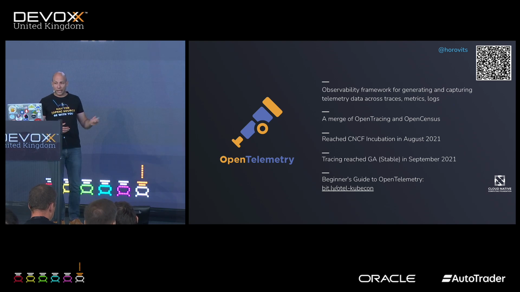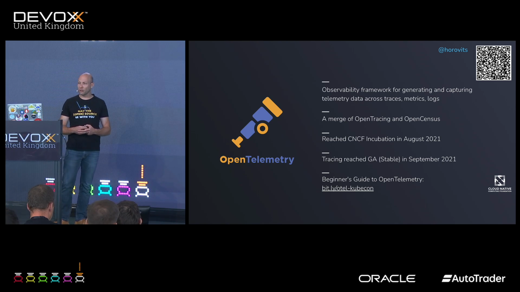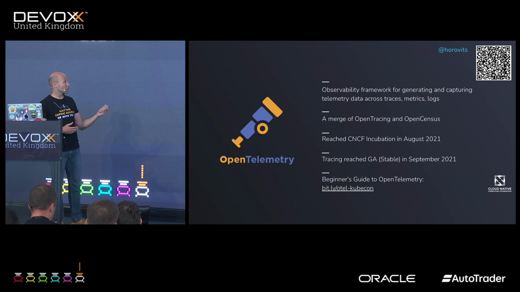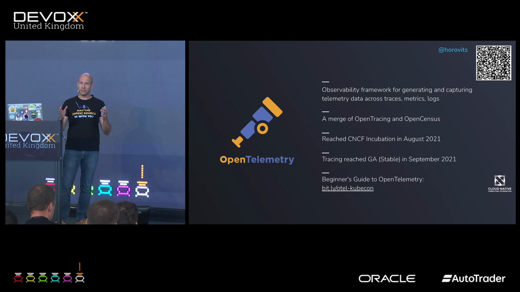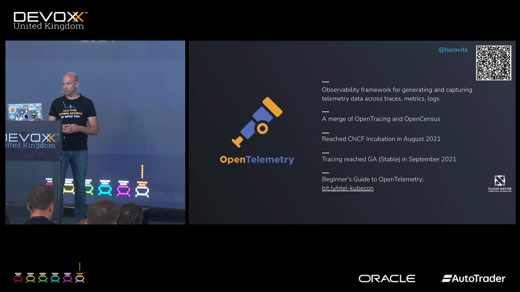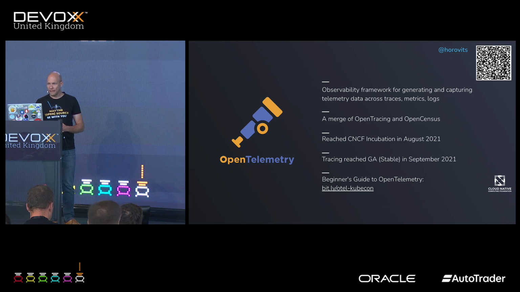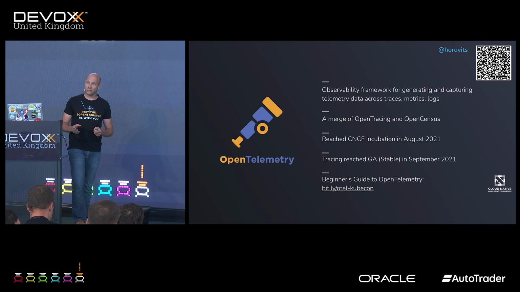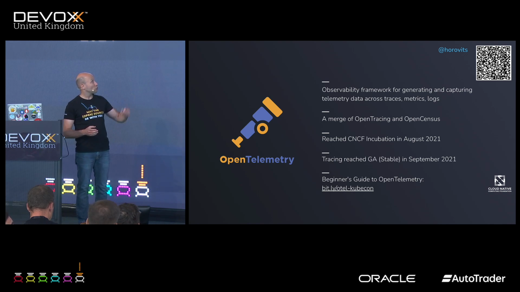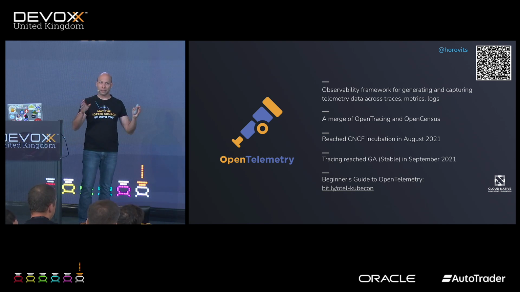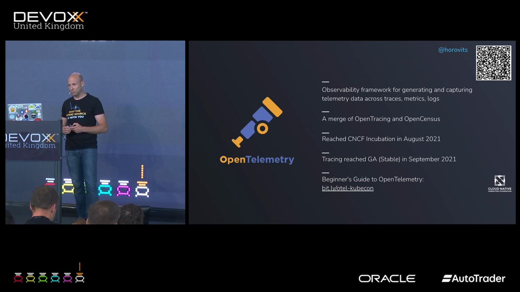It's, as I mentioned, an open source project under the CNCF, the Cloud Native Computing Foundation. It reached GA, general availability, already 3 years ago in 2021. So it's pretty mature, stable, and battle-proven for tracing. And if you want more information about OpenTelemetry, you have the QR code there on the top with a beginner's guide to OpenTelemetry, where you have a lot of information about the project.